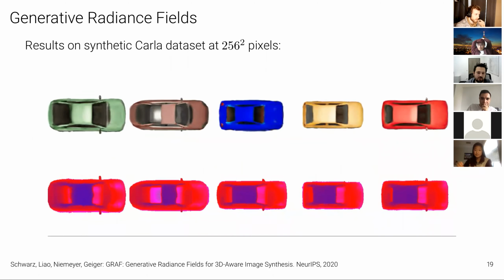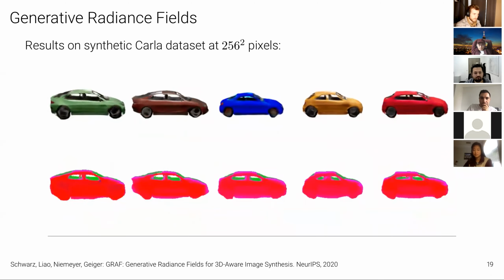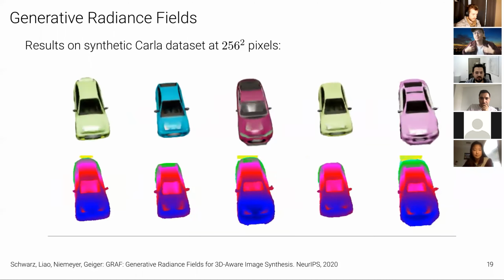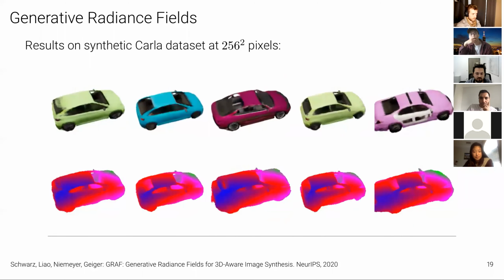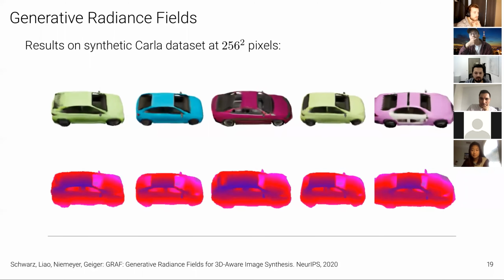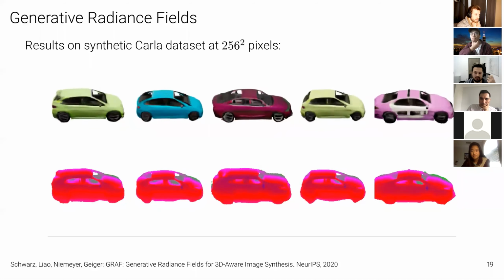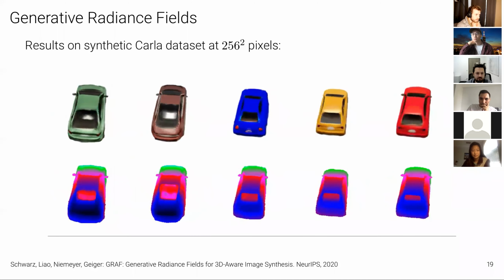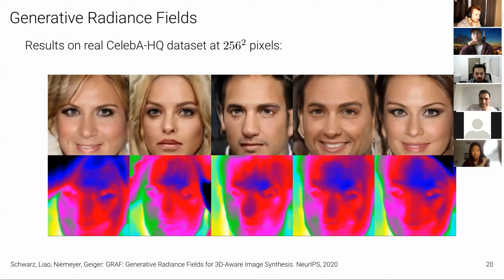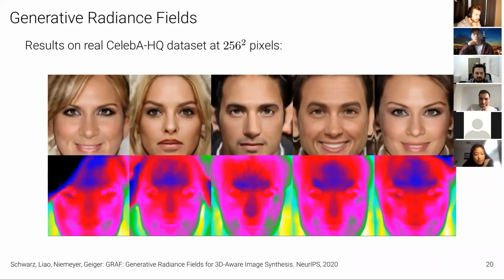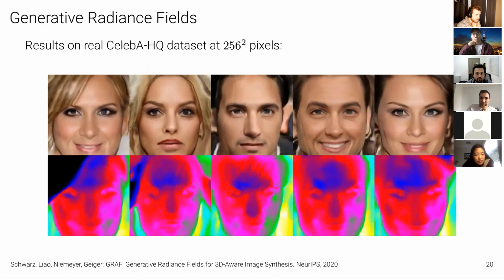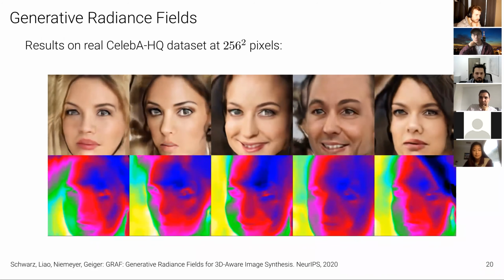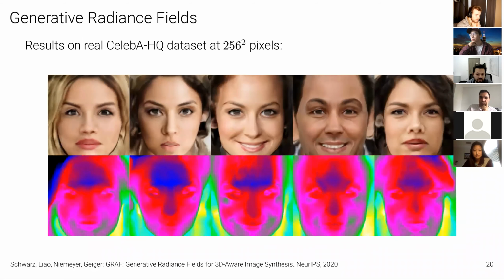So here I just want to stress, it's quite cool that you learn these multi-view consistent representations from only a collection of images, right? So we don't use any additional information. We don't assume any multi-view images of the same object, etc. And you get out quite consistent representations here. We also apply it to a real-world dataset. In this case, it's the dataset of human faces. Again, we show renderings on top and depth maps on the bottom. And here it also works reasonably well.